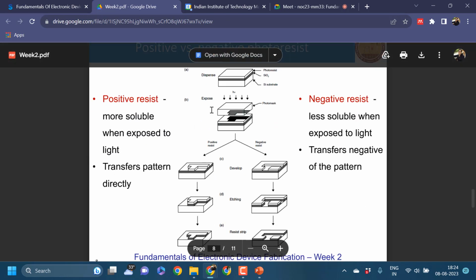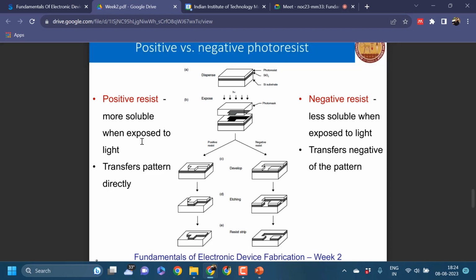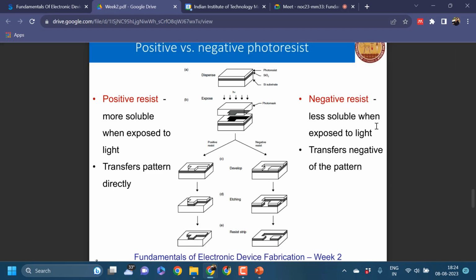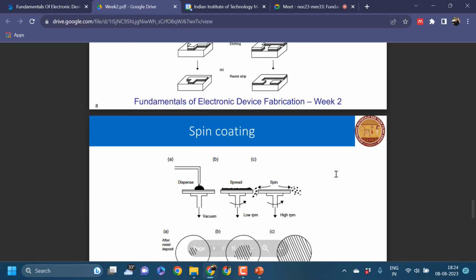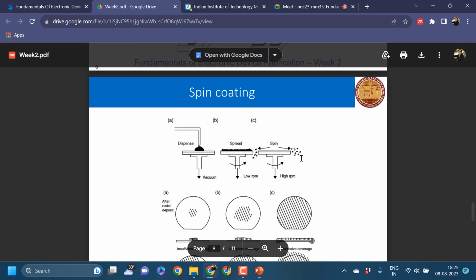So here we have again negative versus positive photoresist. Positive: light exposure makes it more soluble, and it transfers the pattern directly. In case of negative, it is less soluble when exposed to light, and it transfers the negative of the pattern. And how do we usually apply the photoresist? It will be done using a spin coating process.